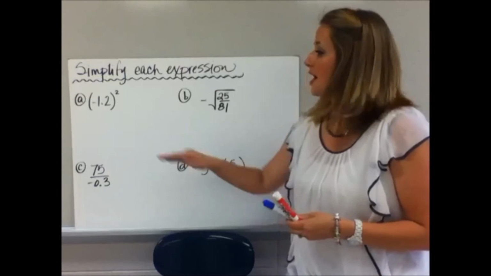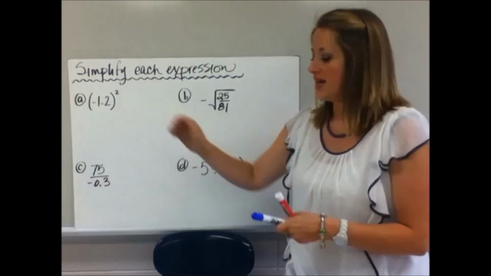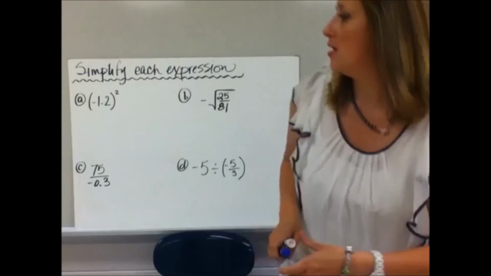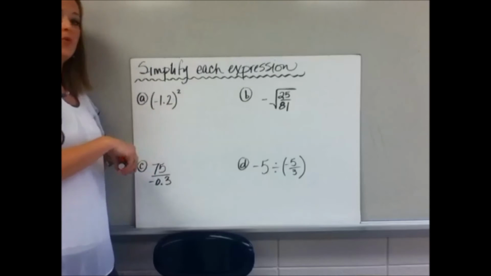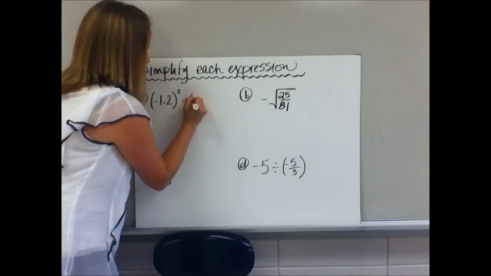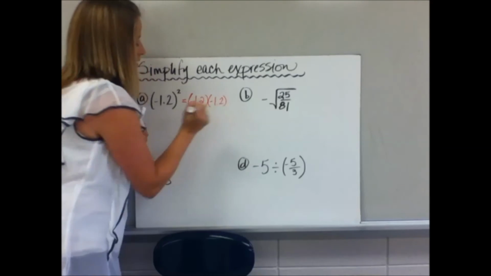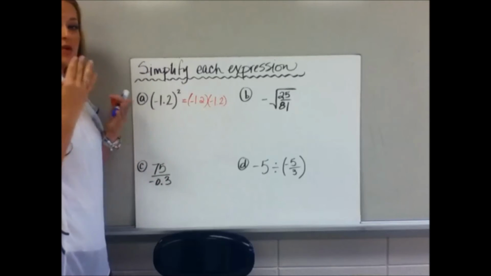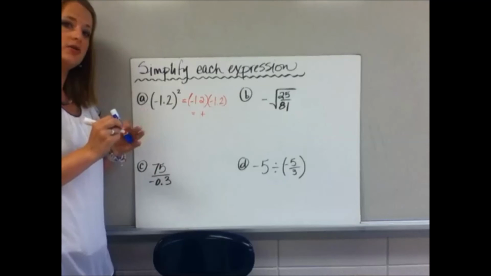Let's put this into practice. Let's start with a base of negative 1.2 raised to the second power. Remember, with exponents, that does not mean negative 1.2 times 2. It means that I have that base, negative 1.2, multiplied by itself. First of all, it's a negative times a negative, so I know the overall answer is going to be a positive. I'm going to go ahead and write that positive sign so I don't forget.